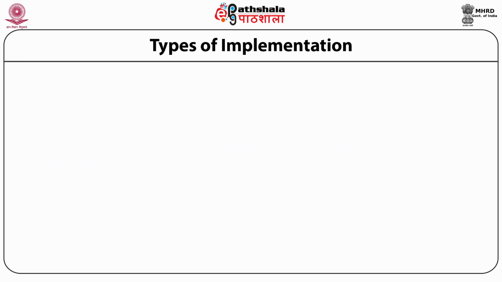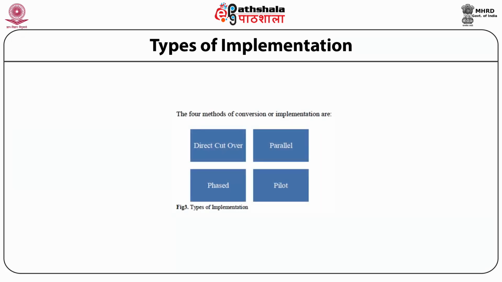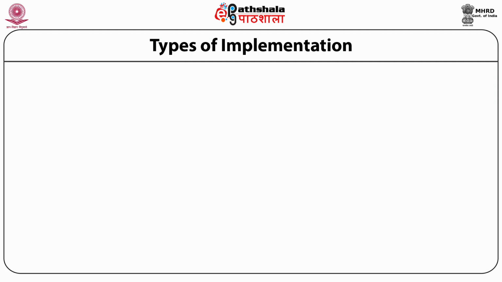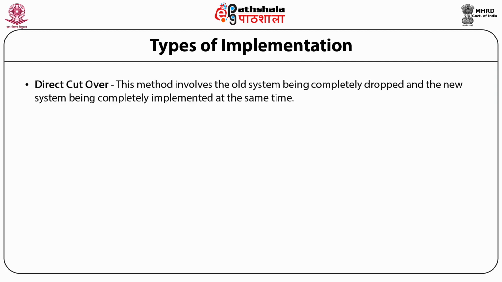The four particular methods of conversion or implementation are: firstly, the direct cutover method, the parallel conversion method, the phased method, and the pilot method. So we first look at the direct cutover method. This method involves the old system being completely dropped and the new system being completely implemented at the same time. Now the old system is no longer available.